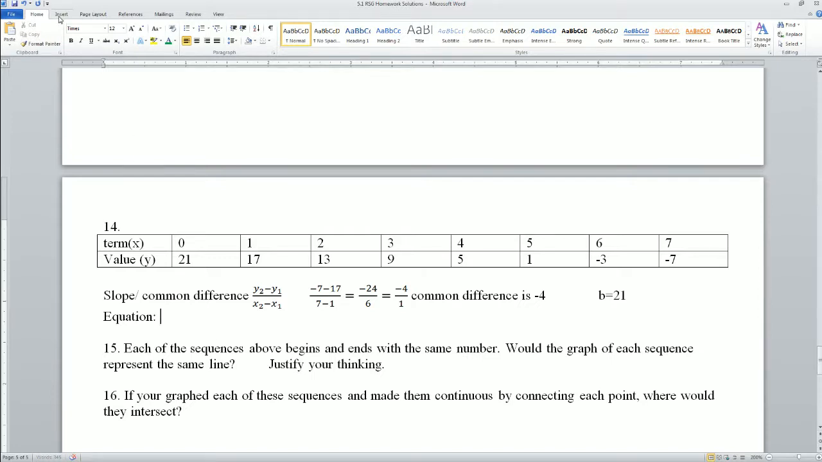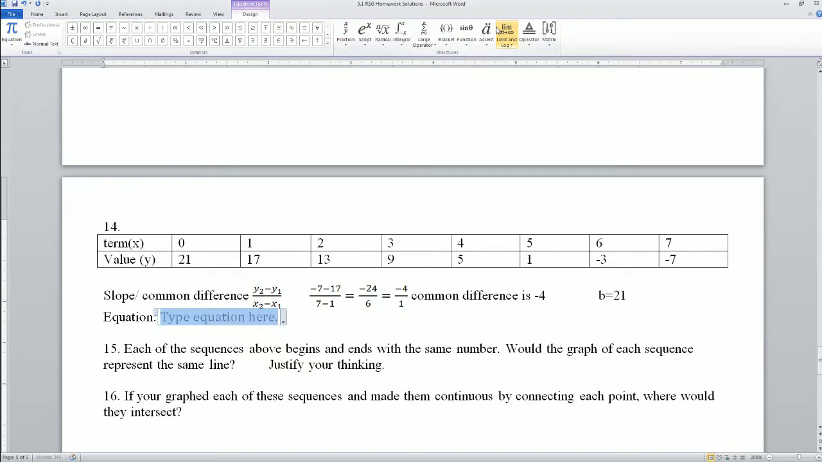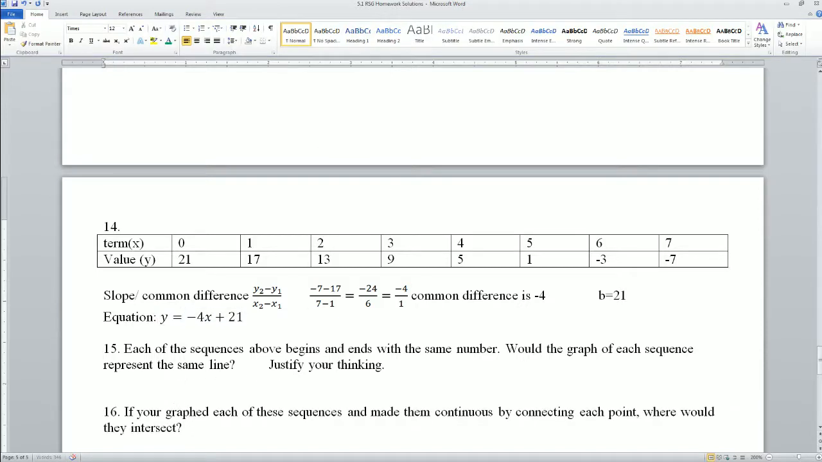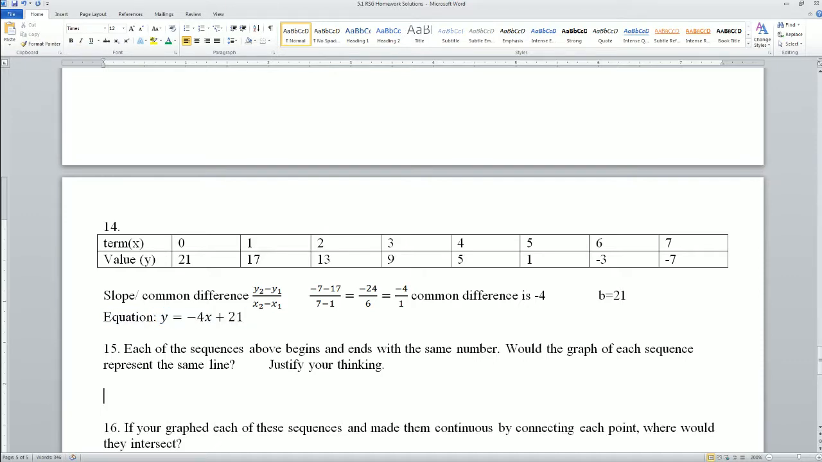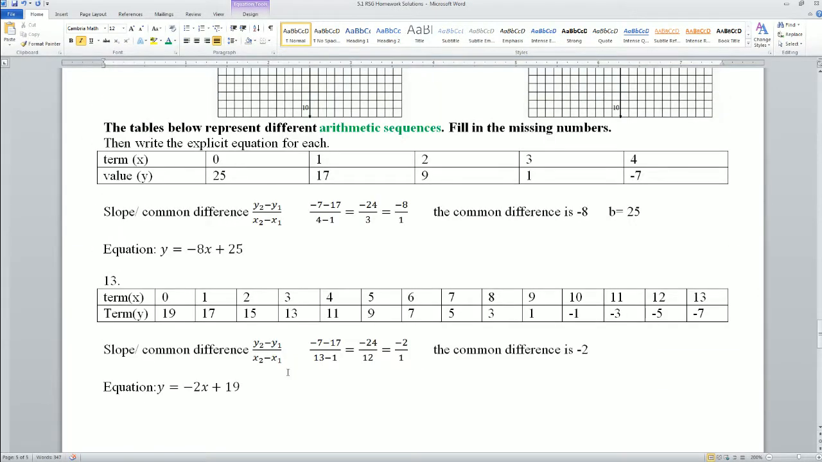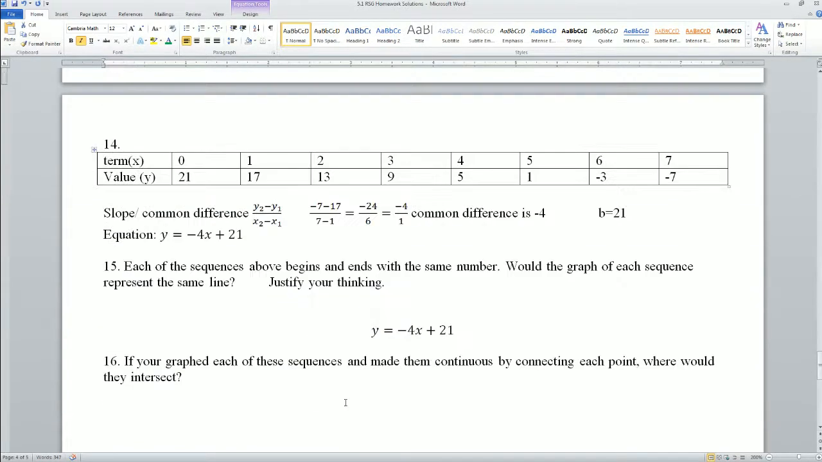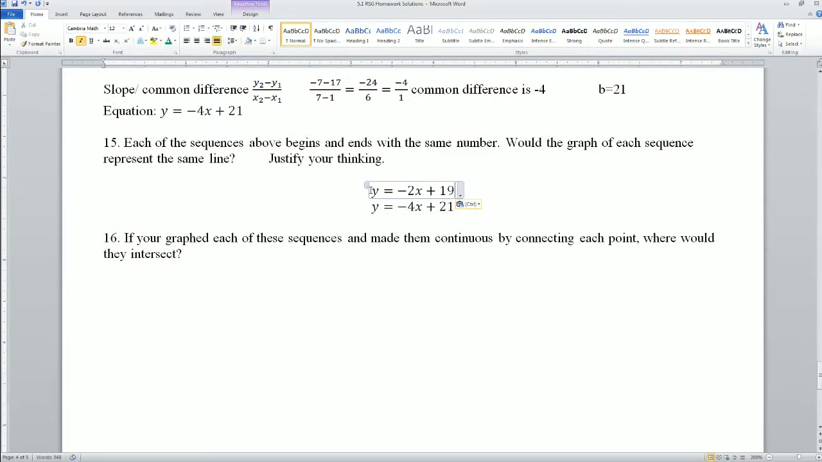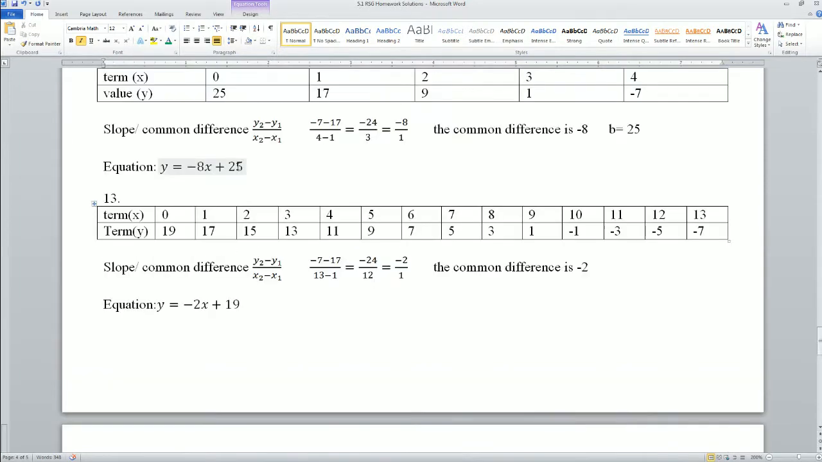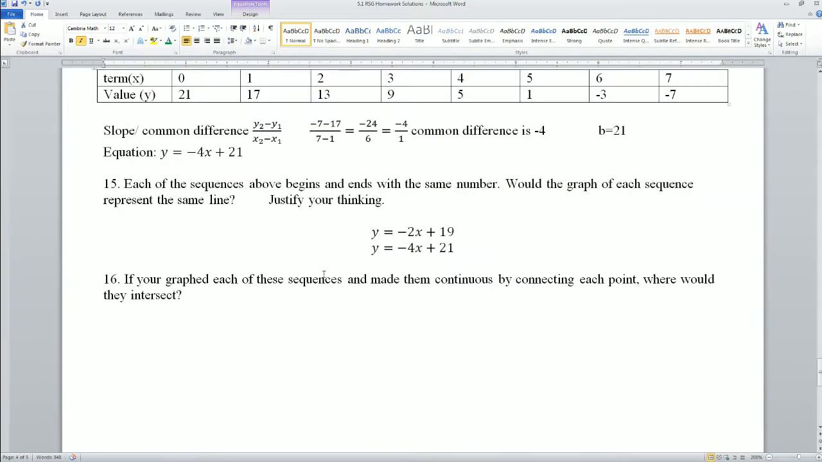Let's plug into your equation. y equals -4x plus 21. So they say each of these sequences above begins and ends with the same number. Would the graph of each sequence represent the same line? Let's look at the equations. This is number 14. That is number 13. And this was number 12.